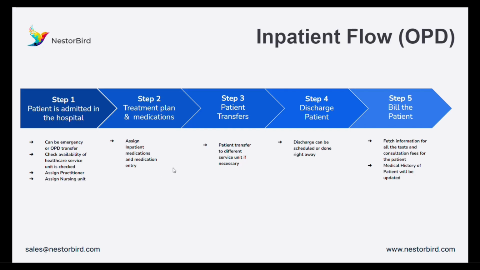So as we were discussing, the patient is admitted into the hospital. It can be an OPD transfer or it could be an emergency admit. Then the practitioner is assigned, then the nursing unit is assigned, then the treatment plan is decided, like I showed you on the screen. And if there are any transfers from, let's say, ICU to some other ward, we do those, and then you discharge the patient and bill the patient.